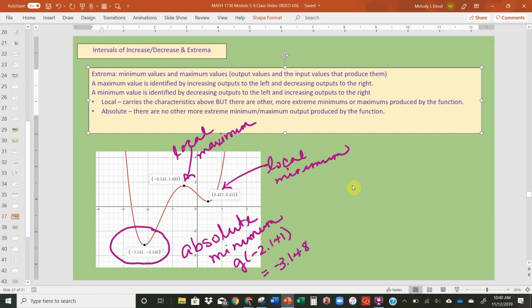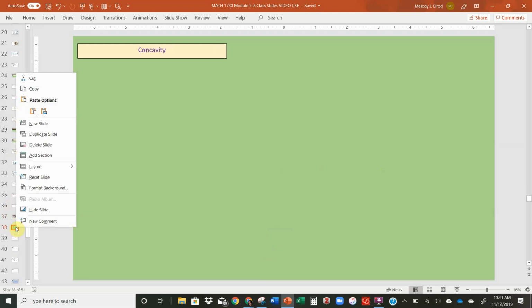All right. So when we talk about intervals of increasing and decreasing, we're looking for those intervals between the maximums and minimums that give us that information. In fact, let's duplicate this slide. We'll go up here and name this increasing and decreasing.